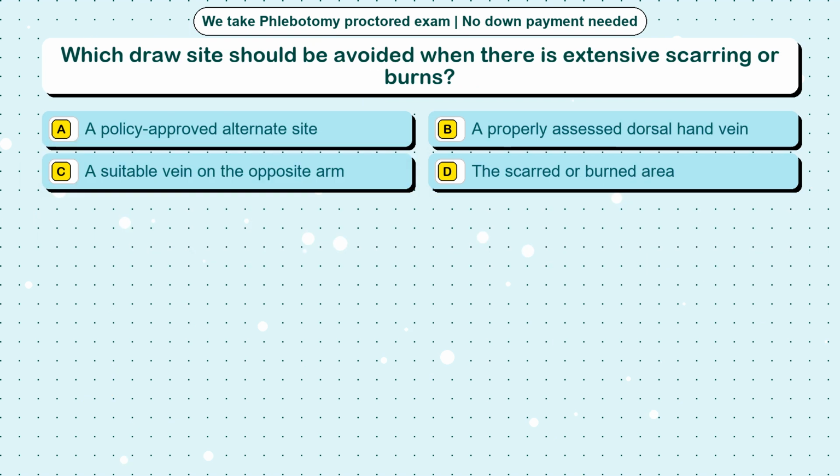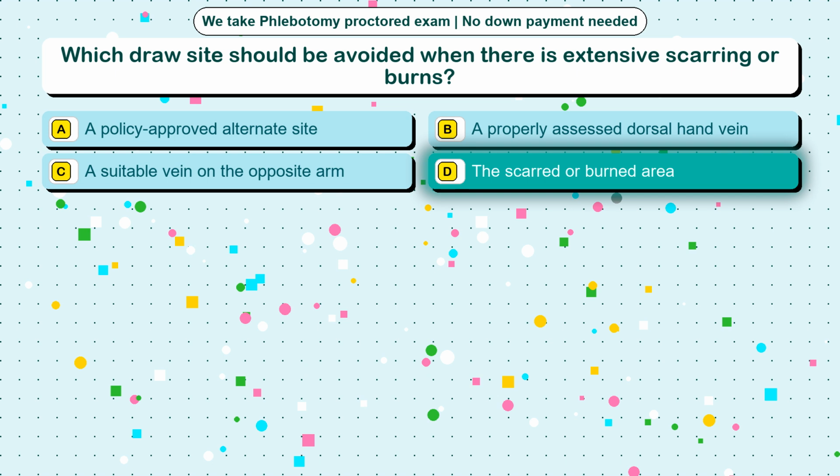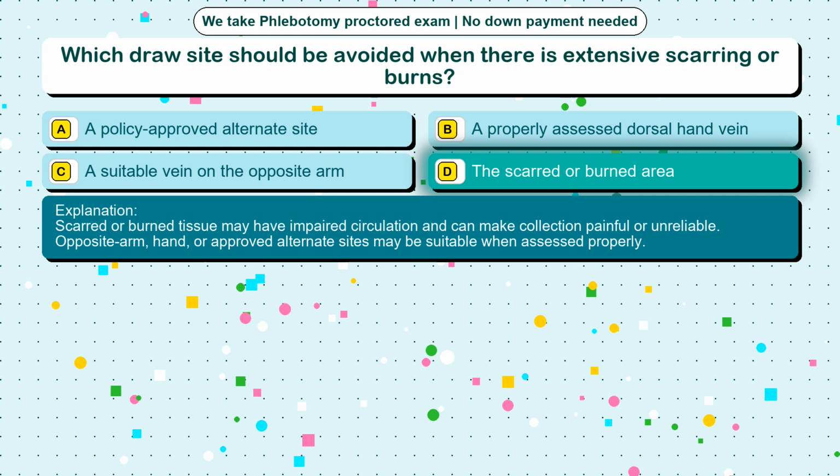Question 80. Which draw site should be avoided when there is extensive scarring or burns? Option A, a policy-approved alternate site. Option B, a properly assessed dorsal hand vein. Option C, a suitable vein on the opposite arm. Option D, the scarred or burned area. The correct answer is option D, the scarred or burned area. Scarred or burned tissue may have impaired circulation and can make collection painful or unreliable. Opposite arm, hand, or approved alternate sites may be suitable when assessed properly.